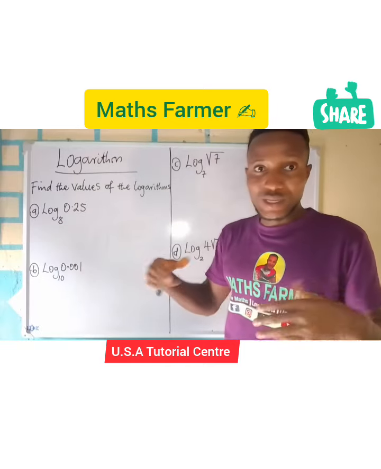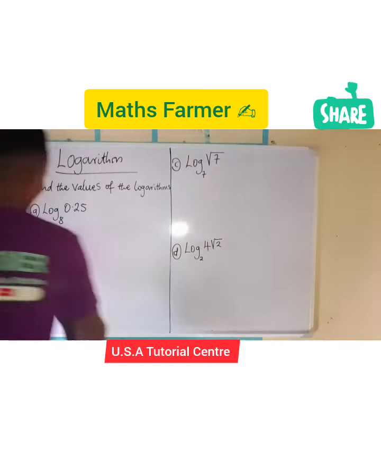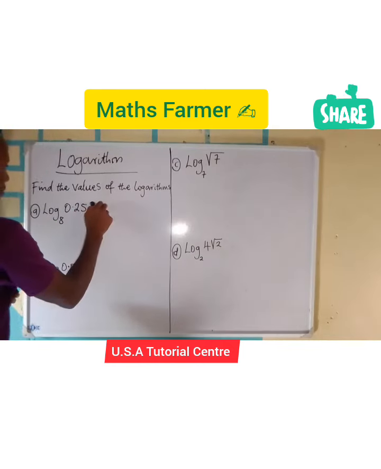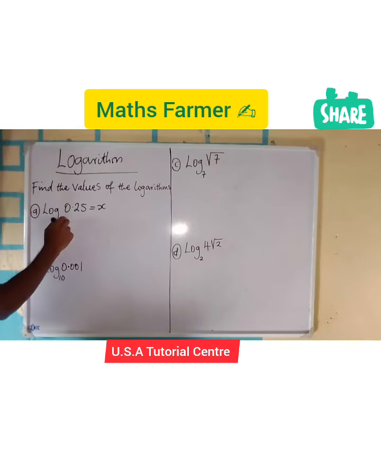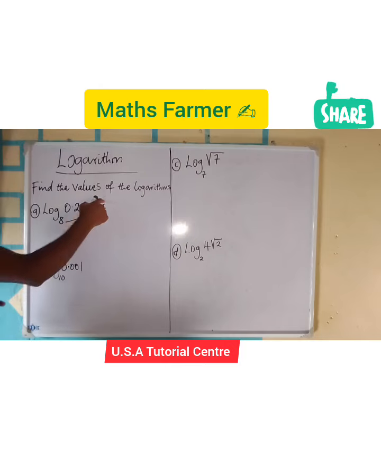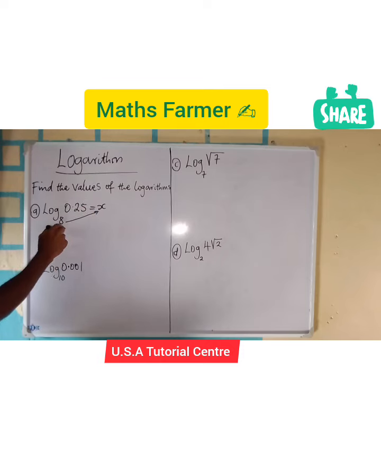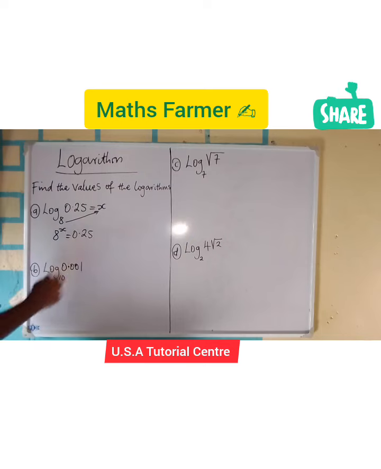We don't know. We say let it be x. So now, I'll use this arrow to remind you that the base here is going to be raised to the power of whatever we have here. That is 8 raised to the power of x will give us the number, which is 0.25.